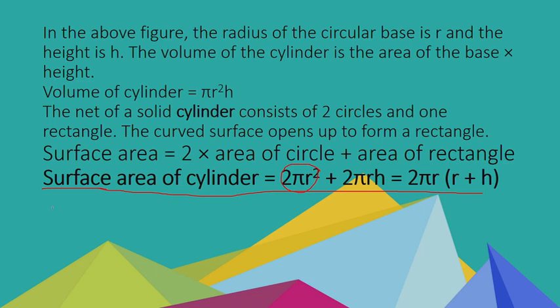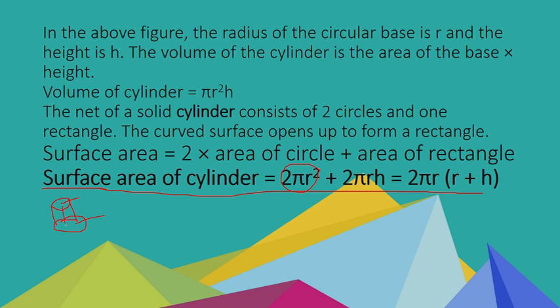If you consider a cylinder, here I am drawing, the two circles are added. What is the area of the circle? Sorry, the area of a circle is pi r square. So here also pi r square. If you add the two circles' area, that is equal to 2 pi r square.